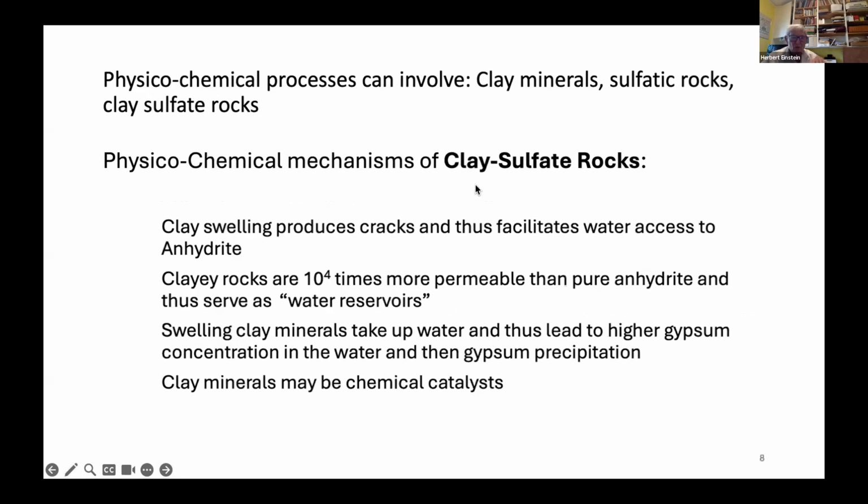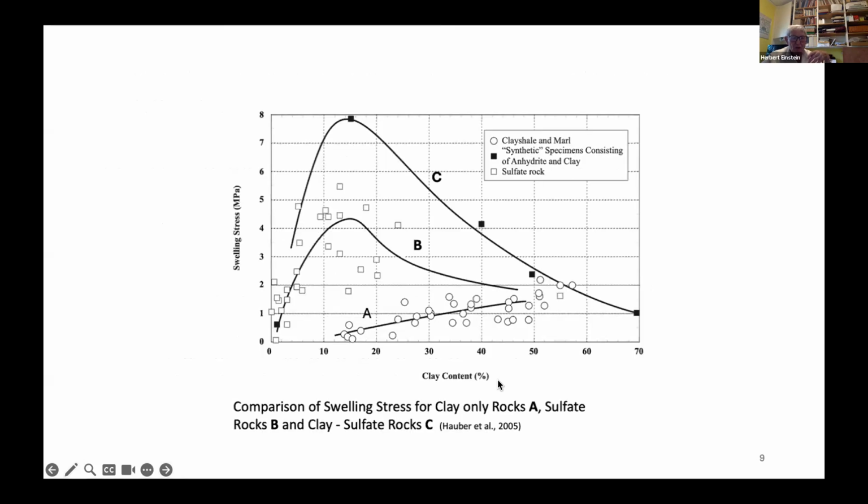And then we get into the most interesting one, which is a combination of the two things, clay and sulfate. Having the clay there facilitates access of water to the anhydrite. And you see this comment here: the clay is much more permeable, so it literally serves as a water reservoir. And then by having the clay take up water, we get an increased concentration of the anhydrite dissolved in water, and then more precipitation of gypsum. And then there's this point that we can have a catalytic action of the clay.